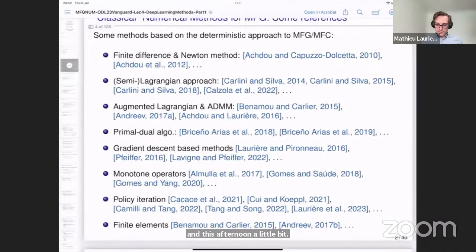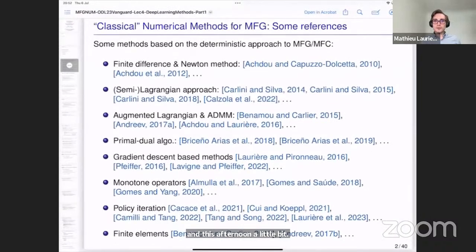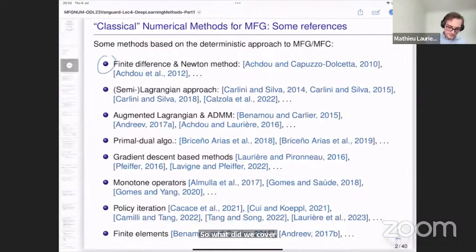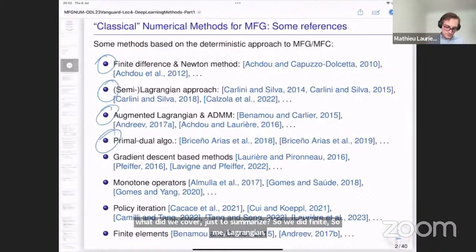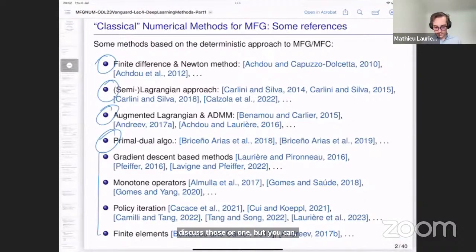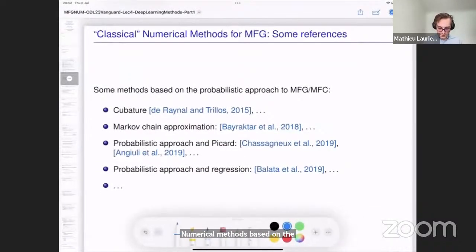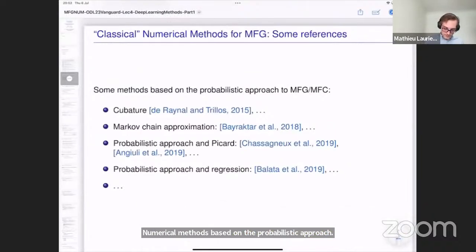In fact, the methods I've presented are not exhaustive. So here are some references, but even this list is not exhaustive, just to give an idea of the diversity of methods. So what did we cover, just to summarize? So we did finite difference and Newton method, semi-Lagrangian, augmented Lagrangian, primal dual, and then I didn't discuss the other ones, but you can check these references if you are interested. Numerical methods based on the probabilistic approach. So this morning we discussed, in fact, these two methods, but there are other ones.